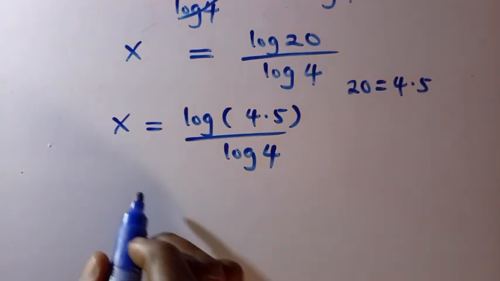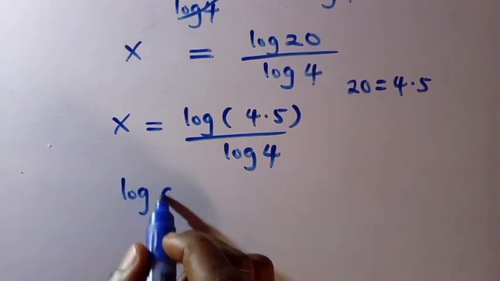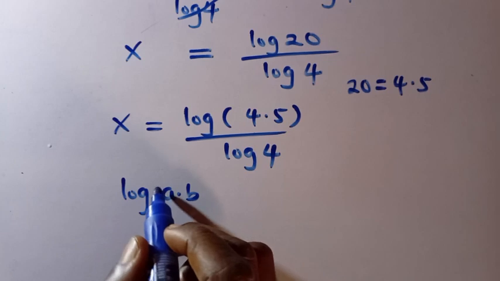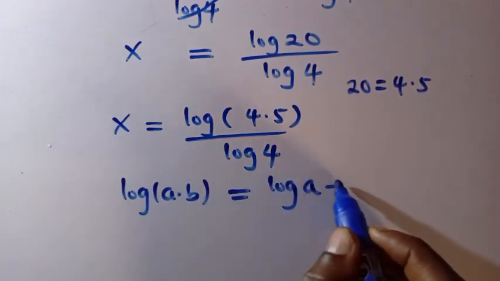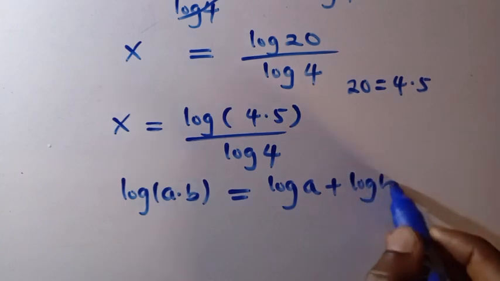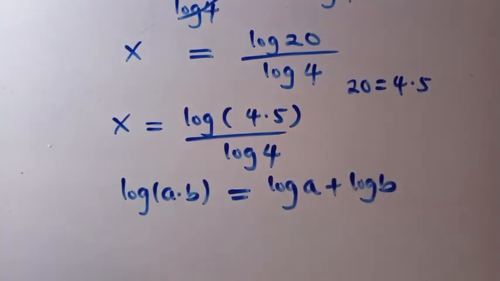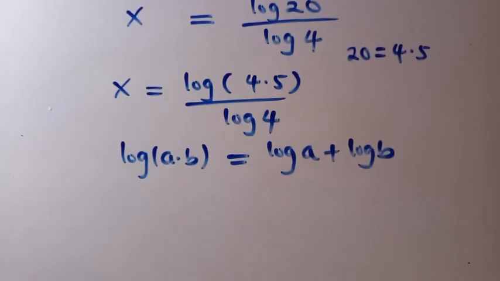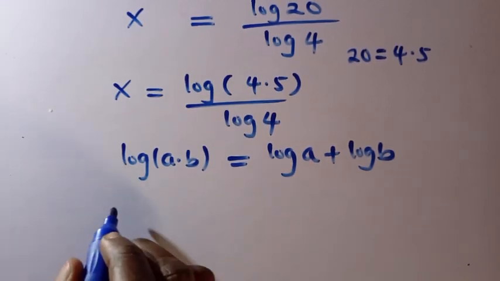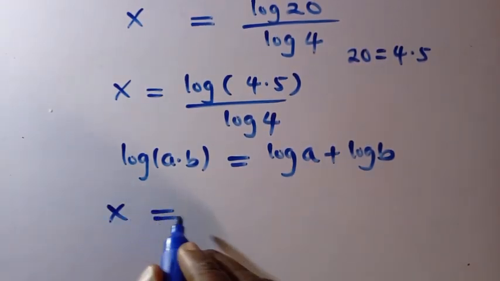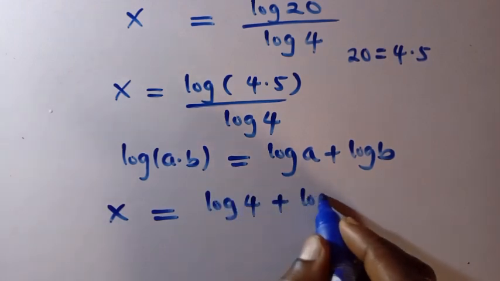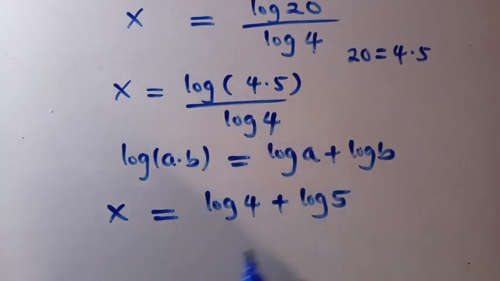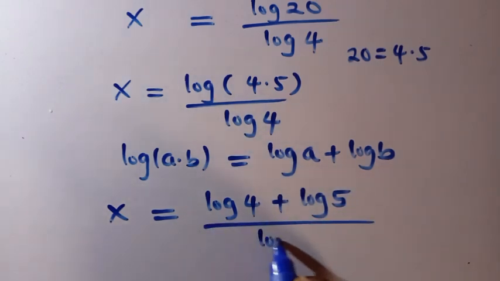Then let's say we have log (a multiplied by b). This equals log a plus log b. After having this, we apply it to these expressions. Then we have x equals (log 4 plus log 5) divided by log 4.